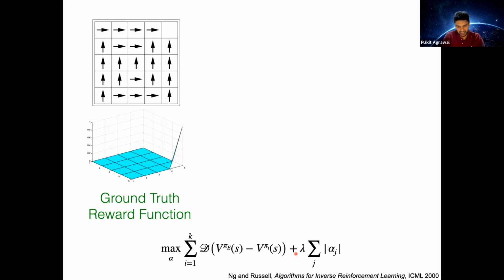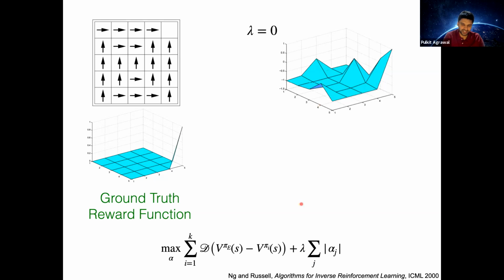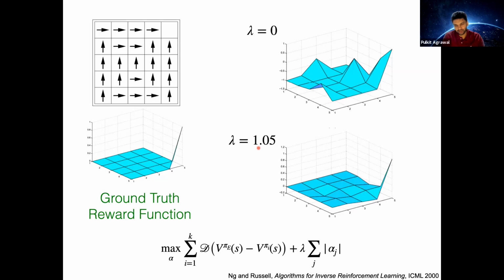And I just put the objective function in the Lagrange form, where instead of the constraint, I put it as lambda times the constraint. Now, if you put lambda equal to 0, which means I'm not putting any regularization, we end up getting this reward function, which is somewhat complicated. Whereas if we put lambda as 1.05, for instance, we get a much simpler reward function, which, for example, over here is closer to the ground truth reward function.